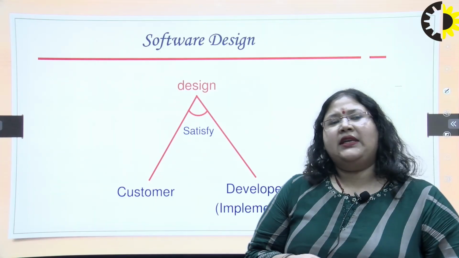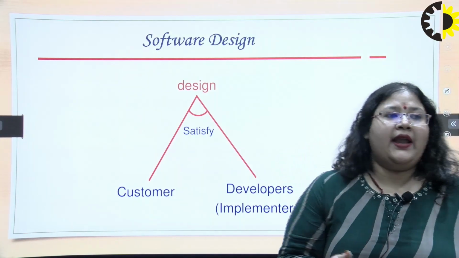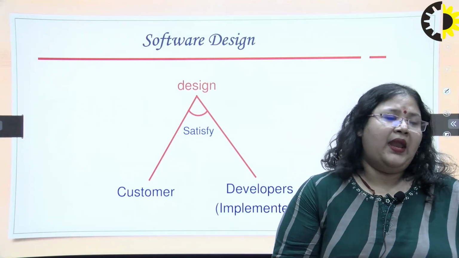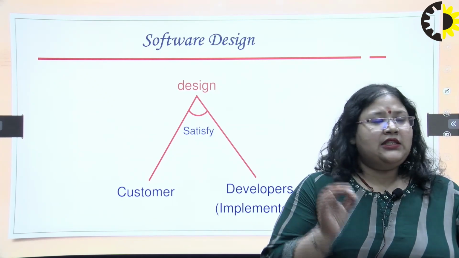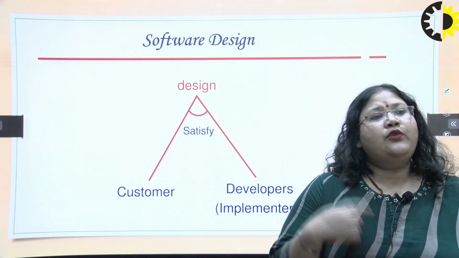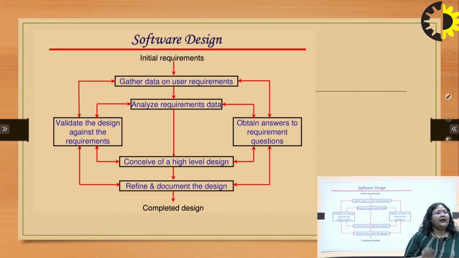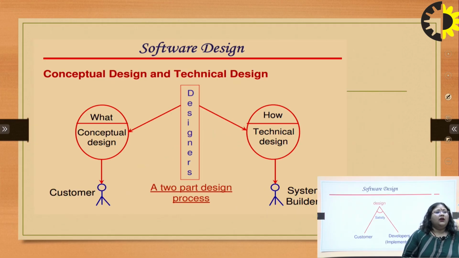Now, as we say, the design must satisfy only the two main parties, the customers and the developers. If anyone is dissatisfied with the design, then we have to redefine the design according to the design process, because if the requirements are not validated, the design cannot go to the implementation part, since either the customer or the developer does not agree with that particular design. So, this is the basic concept of software design.